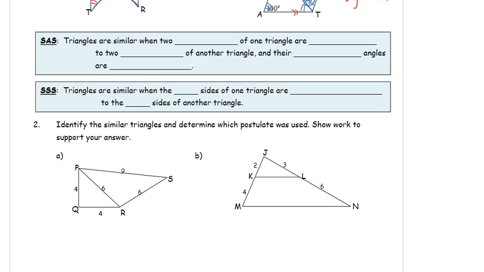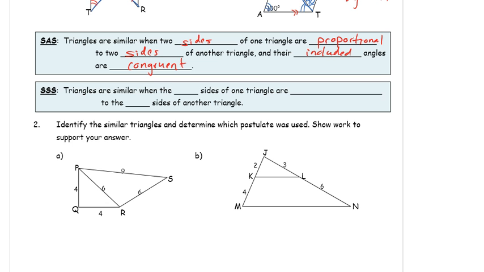Next one we have side angle side. Triangles are similar when two sides of one triangle are proportional, not congruent, to two sides of another triangle, and their included angles are congruent. So again, the angles still have to be congruent. If they're not congruent, it changes the shape of the shape, basically.